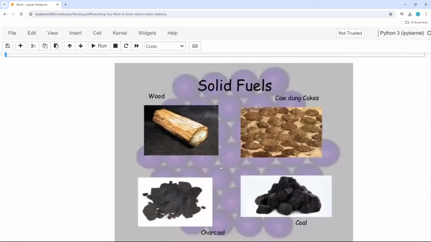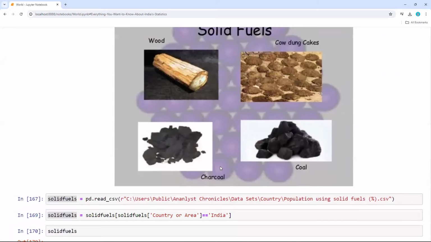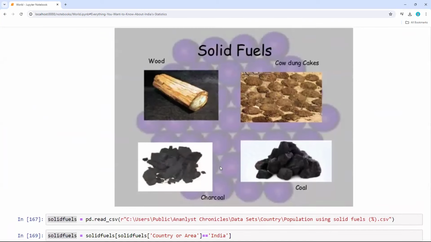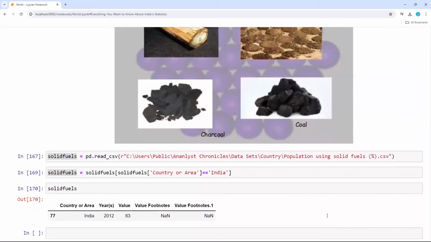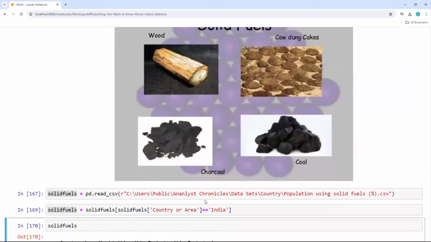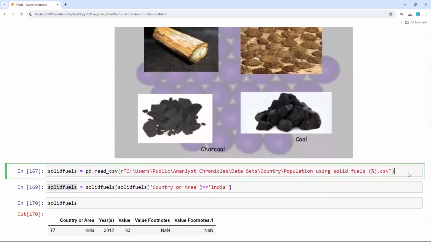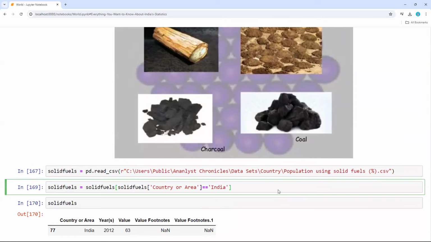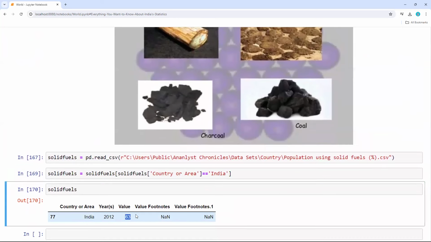The next is solid fuels: population using solid fuels in India. Solid fuels are nothing but wood, cow dung, charcoal, and coal. How is the population using solid fuels? 63 percent of the people in India are using one of these solid fuels. I have taken this data set from Kaggle, and if I look at the Indian data, 63 percent of the people are using one of the above solid fuels. So that is some nice, beautiful statistics about India.